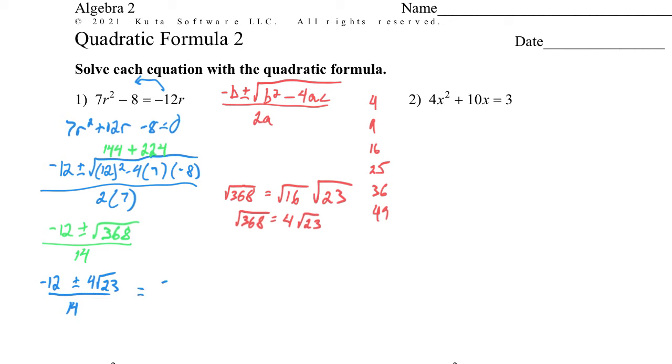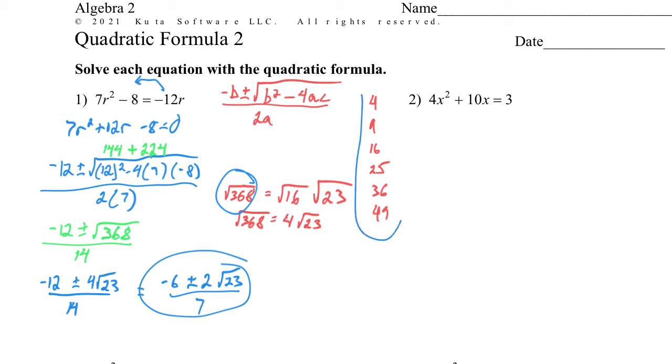So I'm going to have negative 6 plus or minus 2, keep the square root of 23, all over 14 divided by 2 is 7. So there is the simplified answer. All right, so the only new thing is simplifying the square root. So if it can be simplified, simplify it. And to do that, you're checking these perfect squares. Check to see if the square root can be divided by those perfect squares. So let's go ahead and try number 2 here.